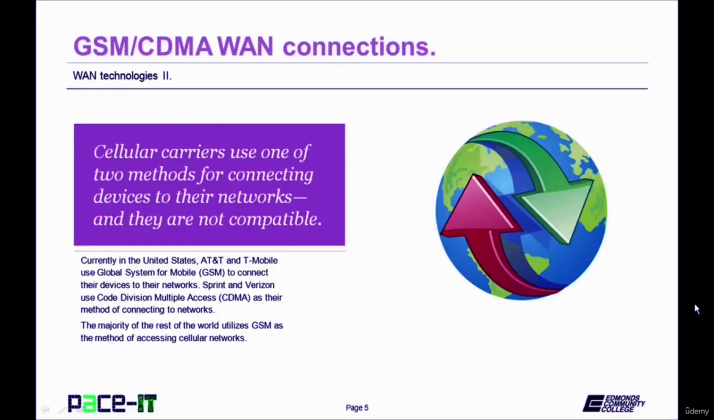Currently in the United States, AT&T and T-Mobile use the Global System for Mobile, or GSM standard, to connect their devices to their networks. Both Sprint and Verizon use Code Division Multiple Access, also known as CDMA, as their method of connecting to networks. And those two standards are not compatible. The majority of the rest of the world utilizes GSM as the method for cellular network access.